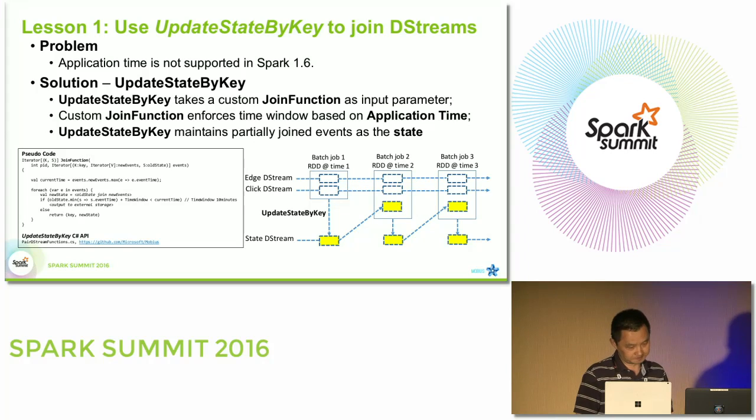Basically, updateStateByKey maintains partially joined events as the state. The state keeps joining with the newly arriving events until the query event itself runs out of the 10-minute time window. Once it is out of the 10-minute time window, it will output to the destination Kafka queue.